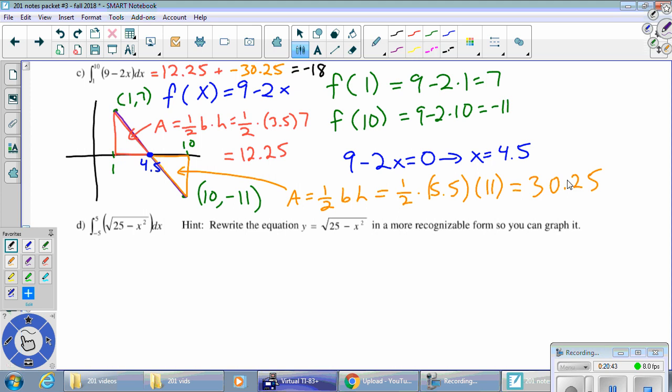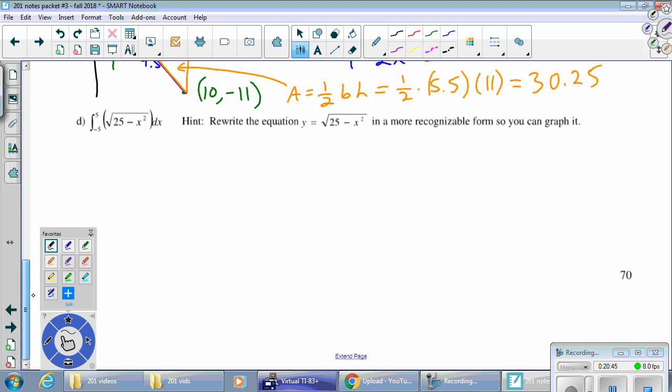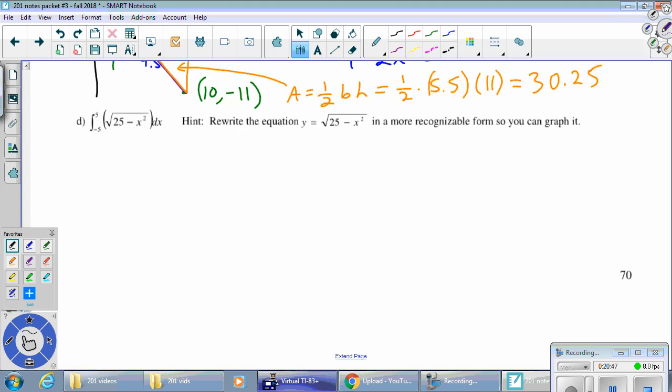And then D is the most complicated integrand on this page. Integral negative 5 to 5 of the square root of 25 minus x squared dx. And there's a hint here, because what we're trying to do is figure out what the graph of the radicand looks like. Y equals square root of 25 minus x squared. You might not recognize the equation in that form, but if you square both sides, then maybe something will happen. Just trying to get rid of that radical. And if that doesn't look familiar, then maybe add the x squared to both sides.